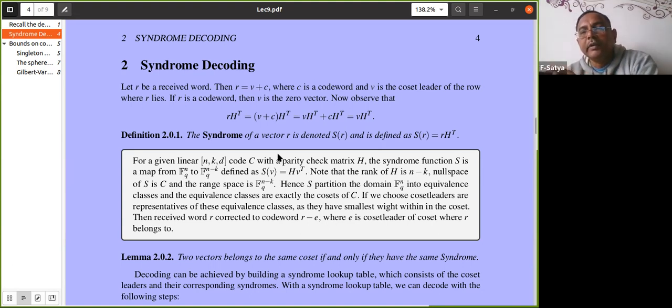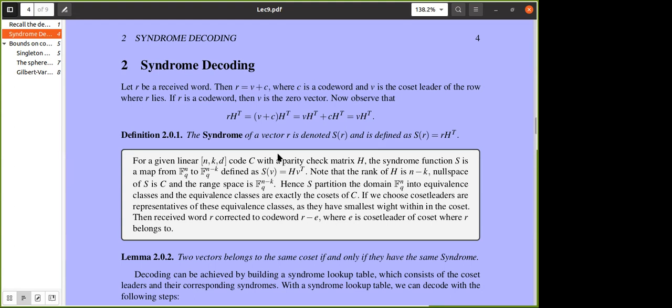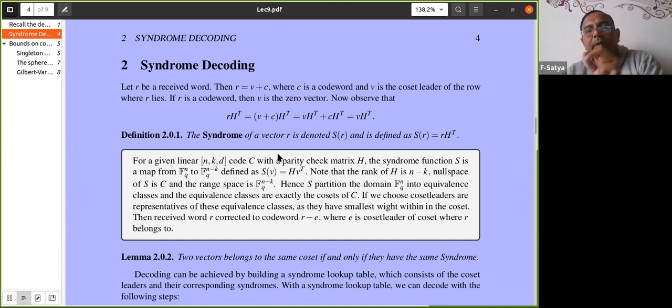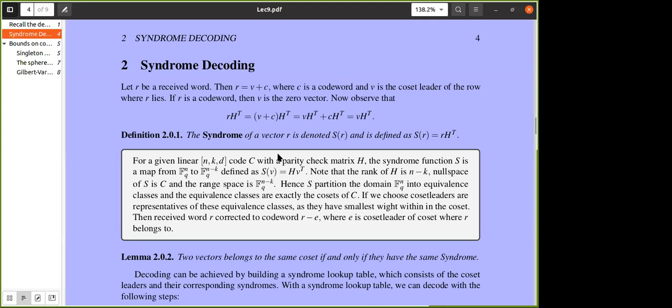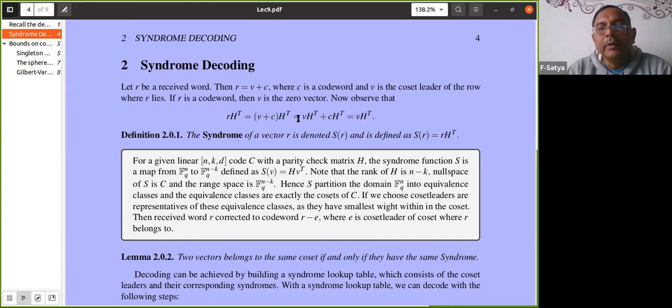Yesterday I made a standard array. The first row is code words and the remaining rows are cosets, right? So if I take a received word, it is somewhere in the table, and it equals V plus C, where V is the coset leader. If R is already a code word, then what is V? Zero vector. So if R is a code word, then V is a zero vector.